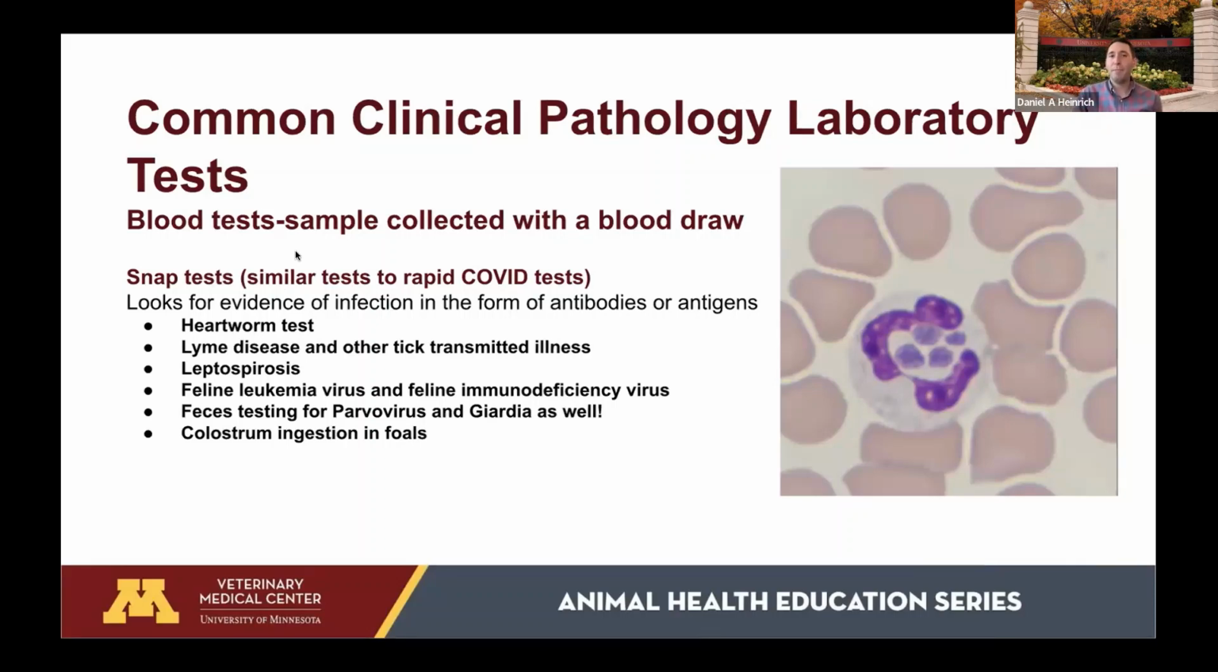What these SNAP tests are doing is looking for evidence of infection in the form of antibodies or antigens. We're not actually looking for direct infection under the microscope. So for instance, this is an example of a neutrophil from a dog. This is the outside of the cell, so it's a white blood cell. Here's its nucleus, or the brain of the cell. And inside of the cytoplasm, or the liquid portion of the cell, we've got these little purple packets of dots. And these are little packets of bacteria.